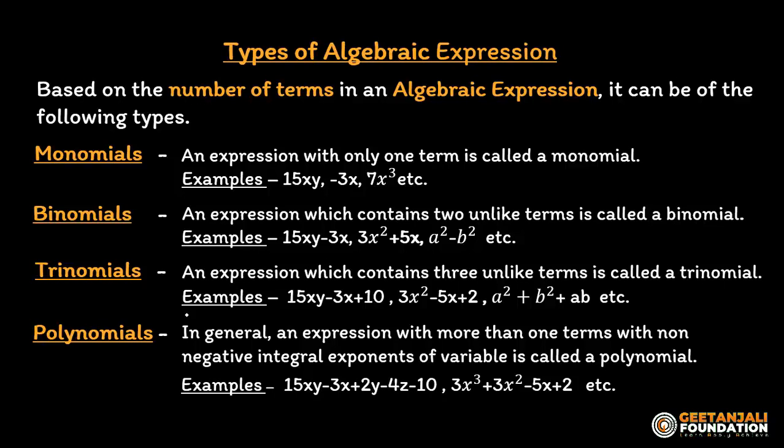So here you can see in these examples 15xy minus 3x plus 2y minus 4z minus 10. There are 5 terms and we have different variables, and you can see all the exponents are non-negative exponents. So this is a polynomial. Here in these examples also, even these will come in the category of polynomials. This also consists of 4 terms and this is also called a polynomial.